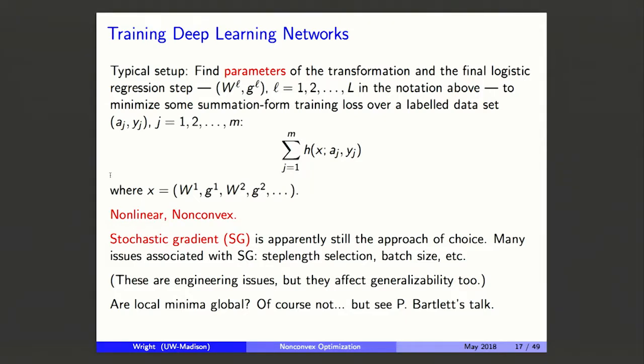Even in applying stochastic gradient, there are several issues, mainly to do with step size selection and the schedule you use for altering the step size, but also to do with batch size and so on. On their face, these are engineering issues, and I think a lot of the work in implementing and applying deep neural networks is engineering work. But as I mentioned a little bit earlier, they affect generalizability too. So they have important theoretical consequences as well, which I think are only beginning to be understood. And are the local minima global? Of course not, but you can tell these slides are updated in real time because Peter gave some special case where you could say something about local minima.